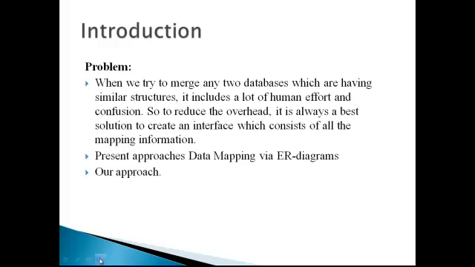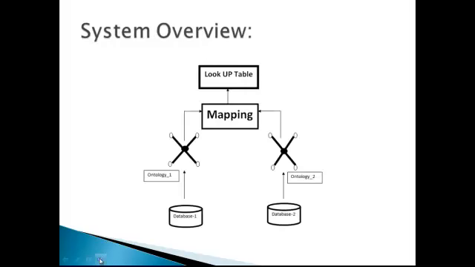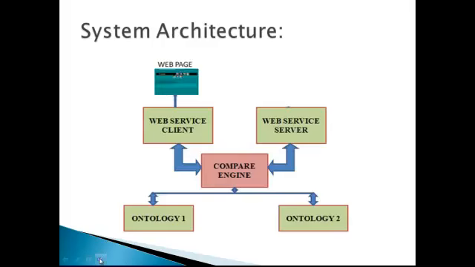Our approach takes in ontologies, finds their similar patterns and creates a lookup table. For this project we have chosen the university domain, with two different university databases, and try finding their similar elements and mapping them. For the web interface we have taken authentication, and search by ontologies, classes and individuals. This is the system overview, where the databases are taken and their relevant ontologies are created and given into our application, which creates a lookup table.